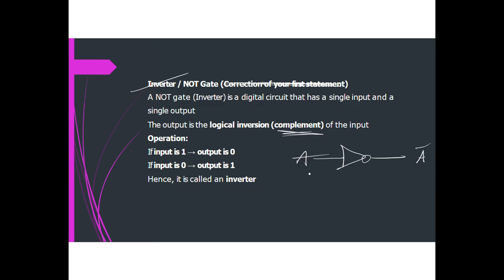If the input is equal to 1, our output will become 0. Here the output is nothing but A bar. If you give input as 0, you get output as 1. If you give input as 1, you get output as 0. That is the operation, hence it is called an inverter. So this is about the NOT gate.